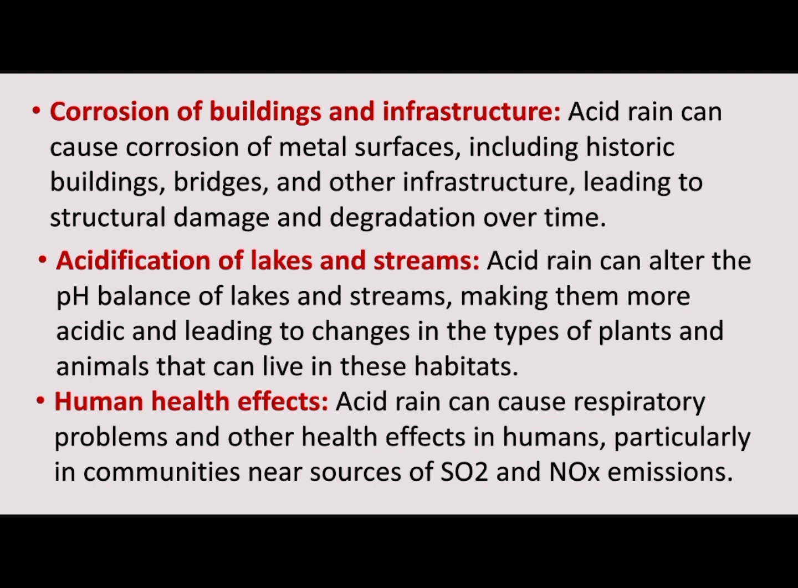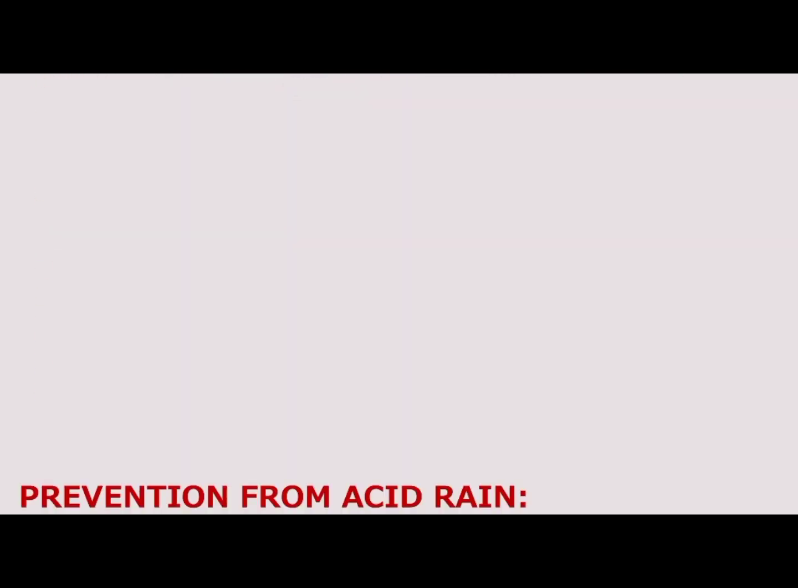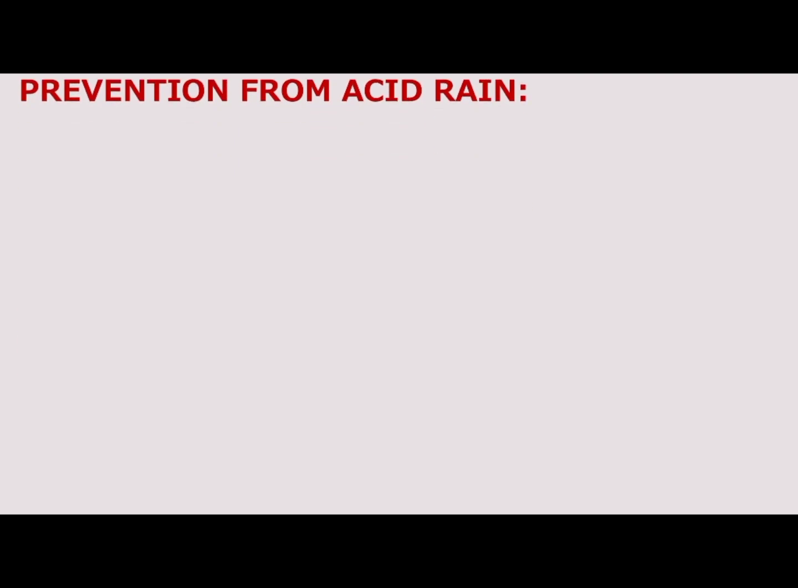Next one is the human health effects. How does acid rain affect human health? The main effect of acid rain on human health is respiratory problems, due to the sulfur dioxide and nitrogen oxide emission.